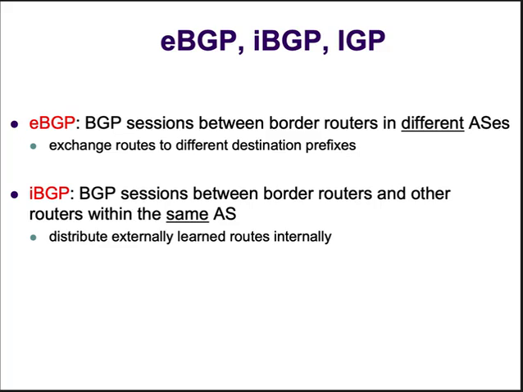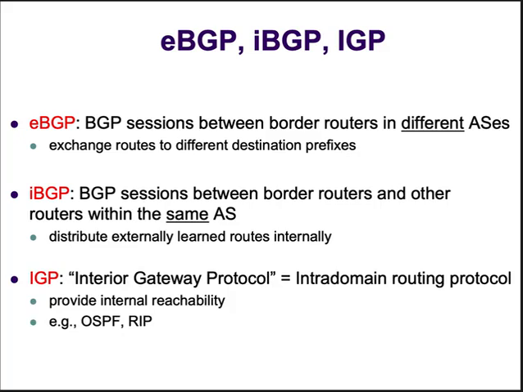Okay? And finally, IGP is Interior Gateway Protocol. You've heard this before in Murphy's lectures. This is just the formal term for an intra-domain routing protocol. It's how routing is done within a domain. This is our distance vector, our link state; the protocol names are OSPF, RIP, everything that we heard in Murphy's lectures.